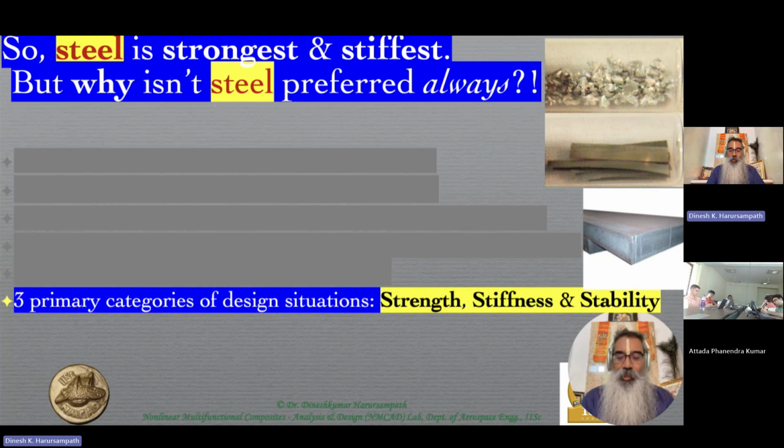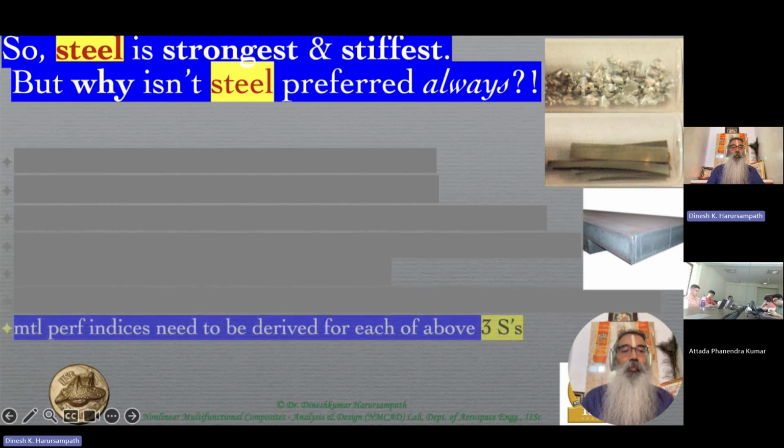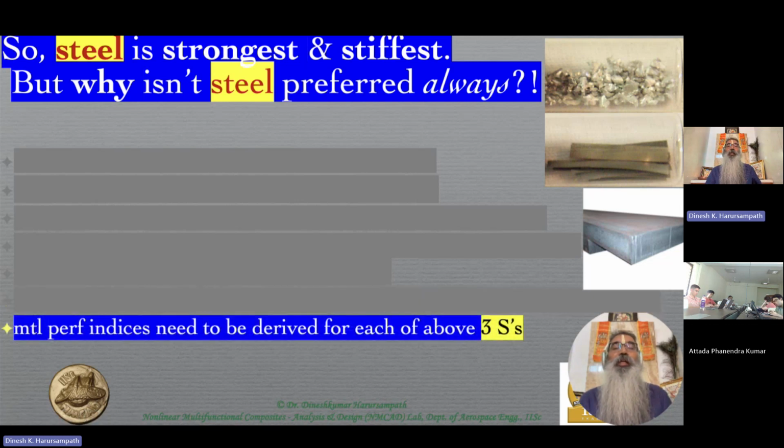As we already saw, these are the three words starting with S, namely strength, stiffness, and stability. We will take them one by one in the way Olivier Bauchau does in his book with Craig. Now the material performance indices need to be derived for each one of these.